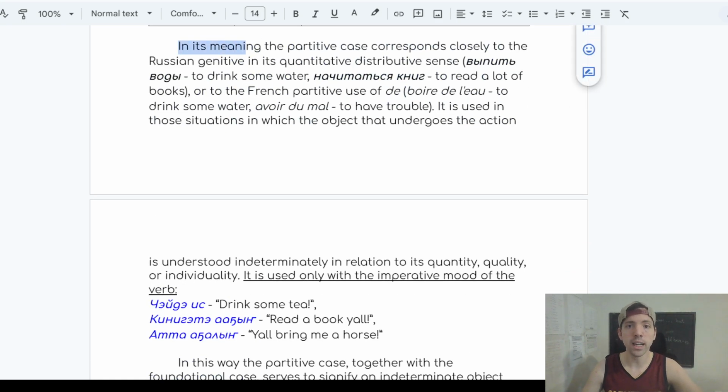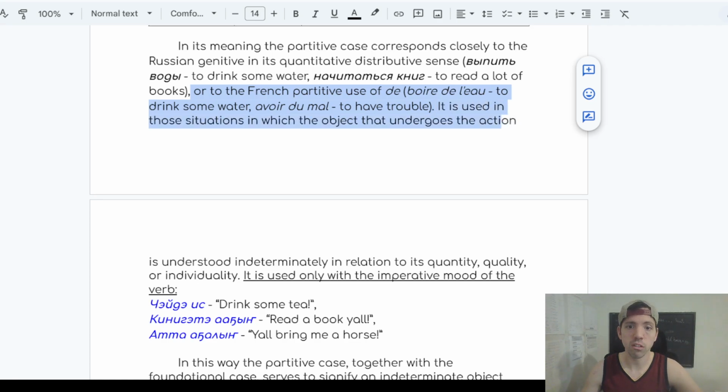So in its meaning, the partitive case corresponds closely to the Russian genitive in its quantitative distributive sense, such as in the phrase "vypit vody," drink some water, or to read a lot of books. Okay, if you know Russian, that might help you. Or if you know French, it's similar to when we put de, boire de l'eau, avoir du mal, to have trouble. My French is slacking.